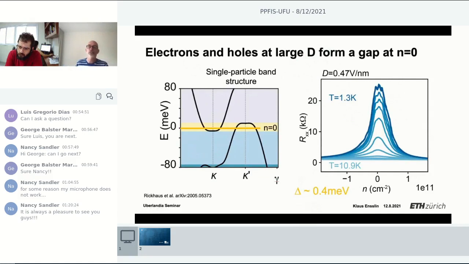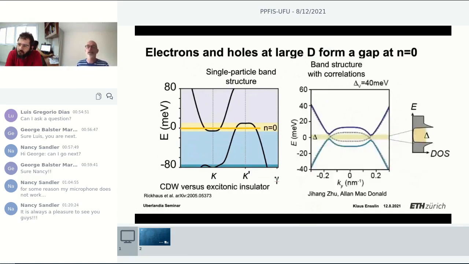And this calculation was done by Xiang Su and Alan MacDonald, where they basically have these two bands overlapping. But you see, because of interactions, these two bands anti-cross each other. And that's exactly the gap that we observe in transport. So you see, this is another way of making correlations important by playing with the angle, playing with the number of layers, and playing with the fields that you can tune with the gate voltages.